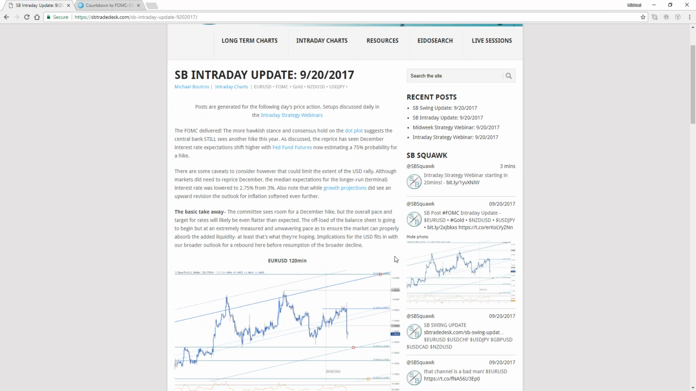Although the offload of the balance sheet still does remain, it looks like it's going to be a set-in-stone type of measured and unwavering pace. But even that, she alluded to the fact that if things really turn sour in the market, they still could conceivably go back to further asset purchases. So guys, in the broader picture, all we did is see a softening in the broader outlook for interest rates. But in the near term, the market still did need to reprice that last hike this year.